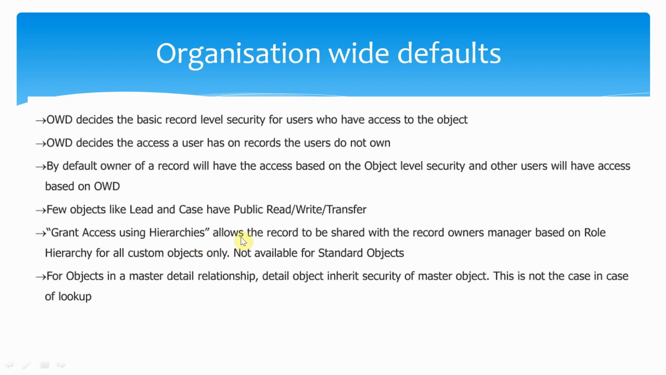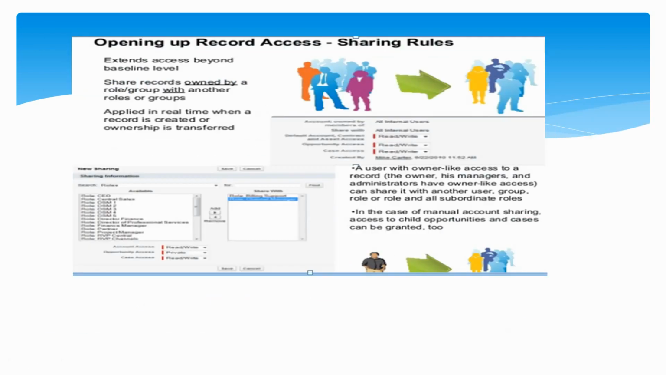Now grant access using hierarchy is a setting which allows the record owner's managers, based on role hierarchy, to see the records of their subordinates. Another concept you need to remember is the master detail relationship, which we saw last time. For example, between student marks and student master, the detail object inherits the security model of the master. This is not the case with lookup, so there is no automatic OWD record level access sharing.